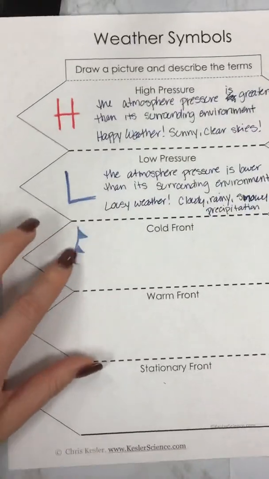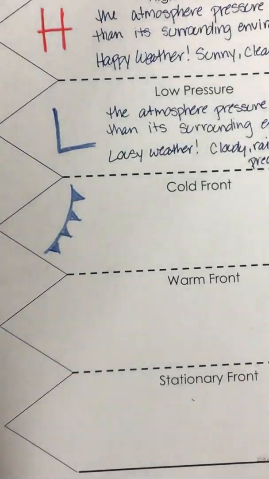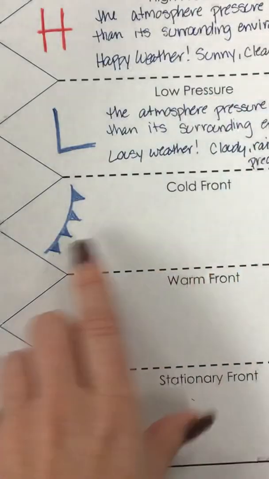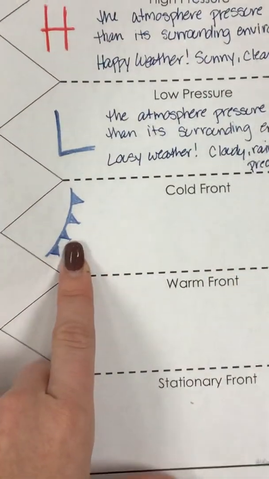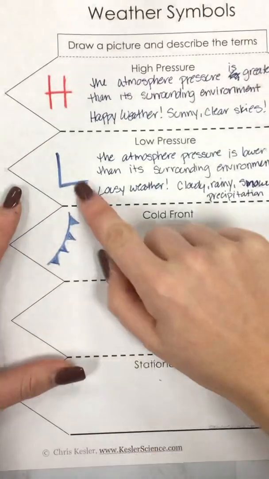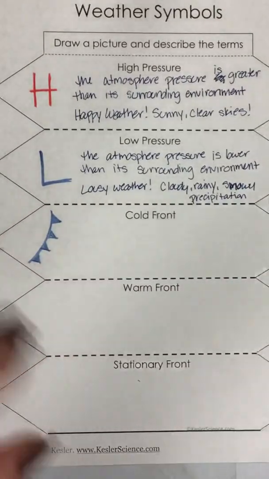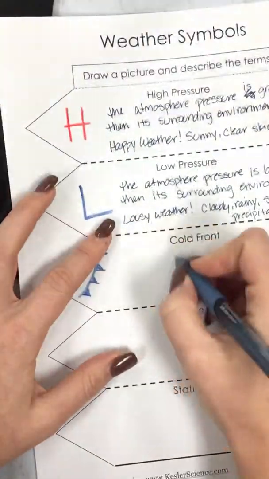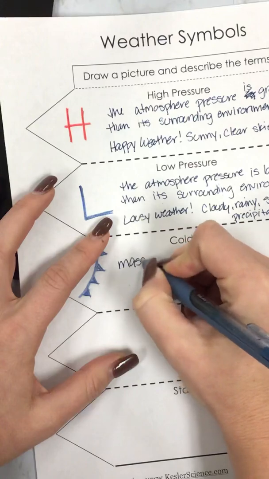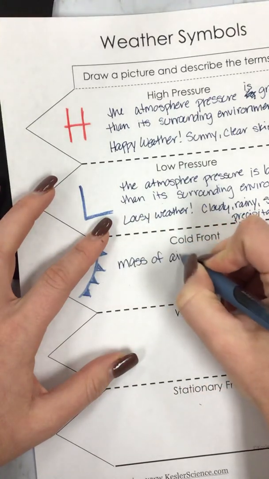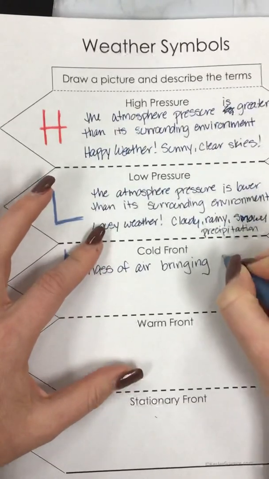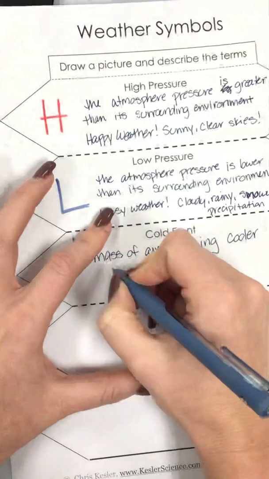So how I remember what this symbol looks like, because remember on your test, it could be black and white, so it would look something like this, is for a cold front, the symbols are pointy like icicles. So the pointy fronts are icicles, so I'm going to know that that means it's a cold front. So what we're going to write for cold front is just a mass of air bringing cooler temperatures.